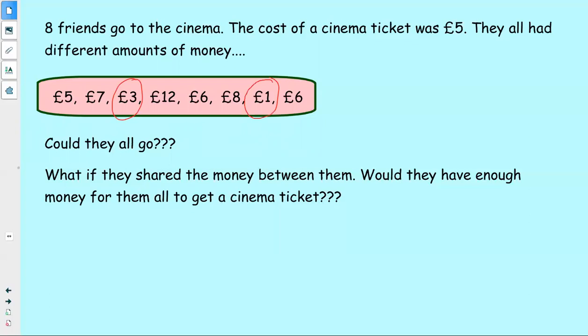Everyone else has got £5 or more, so they could all go. So out of the 8 friends, as it stands, only 6 of them could go to the cinema and 2 could not go.